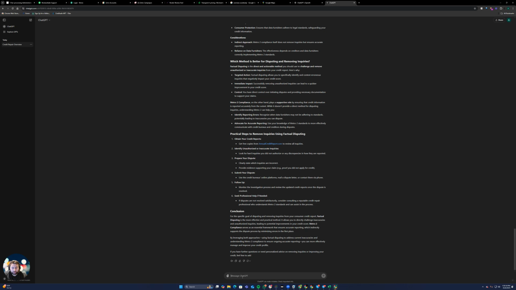All right, practical steps, including the specific goals, disputing, removing inquiries. The most effective practical way allows you to directly challenge inaccuracies of unauthorized inquiries. Potential improvement in credit metric serves as an essential framework to ensure accurate reporting, which indirectly supports the dispute process by minimizing errors in the first place. Both support factual disputing to address the current inaccuracies. Okay.